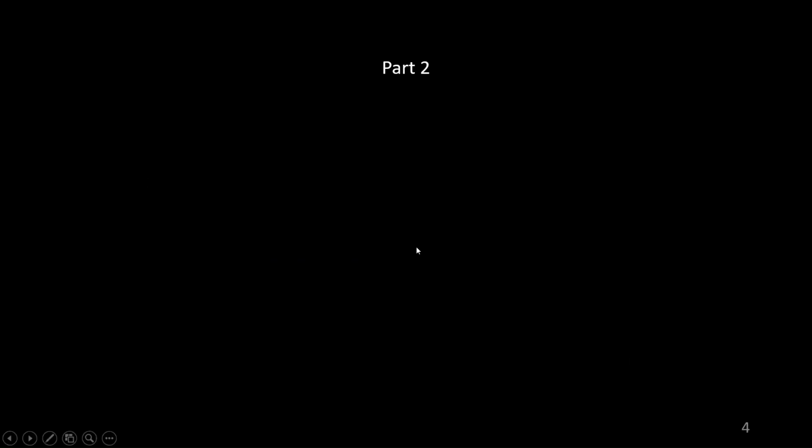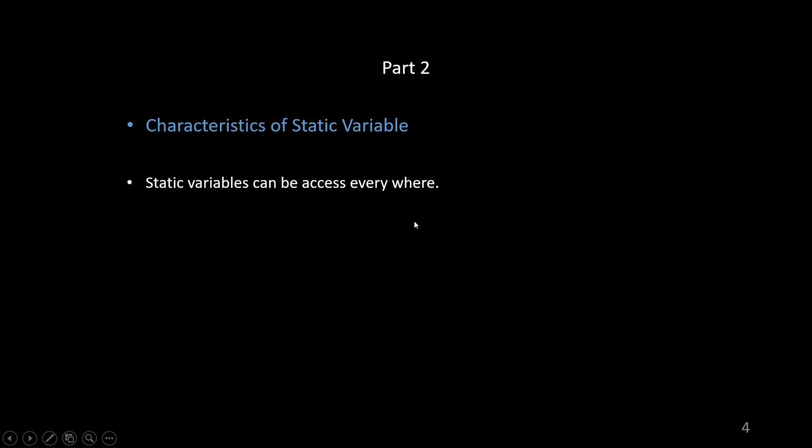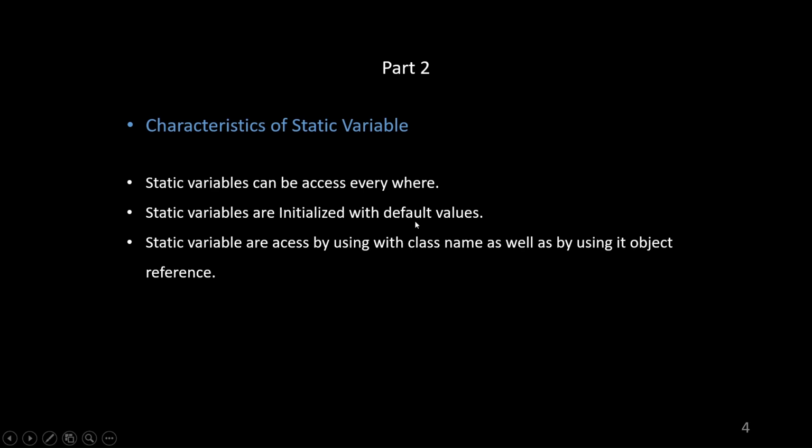And the next one is the characteristics of static variables. Static variables can be accessed everywhere. Static variables are initialized with default values. Static variables are accessed by using the class name as well as by using an object reference.